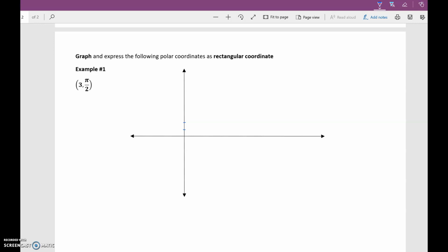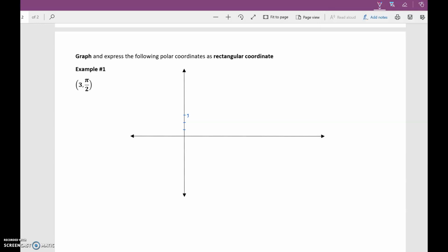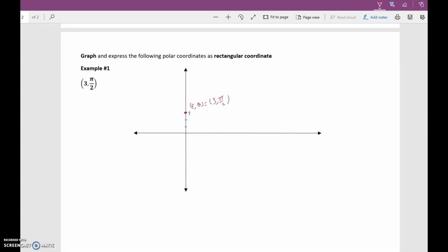Not to scale. I should probably adjust it a little bit more. But that is 3. And then your actual angle is at pi over 2. So technically, that would be the coordinate point. So in terms of r comma theta, this coordinate point is 3 comma pi over 2. And it represents a coordinate point at an angle of pi over 2 on a circle of radius 3.